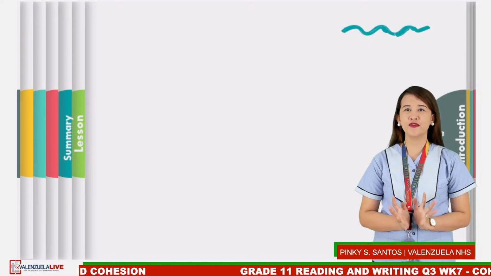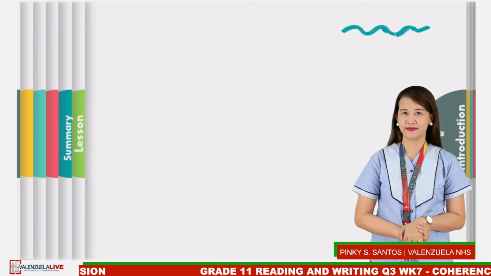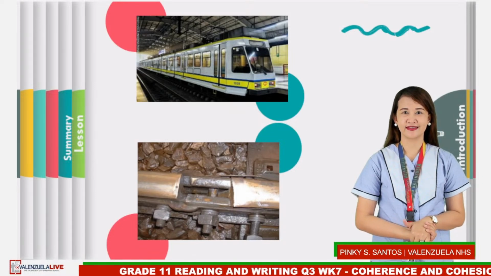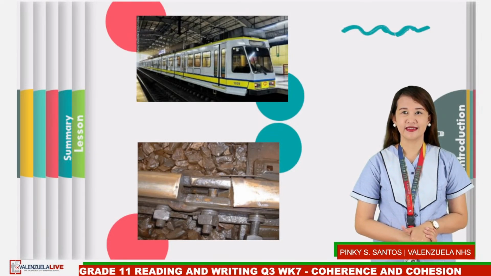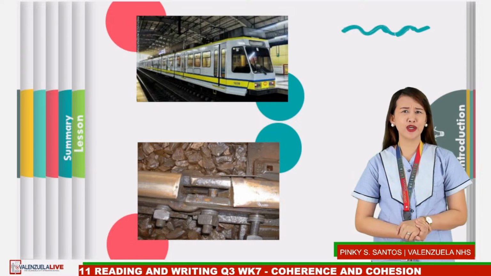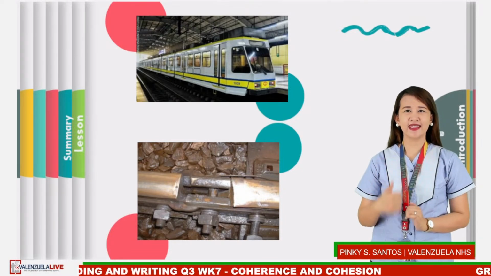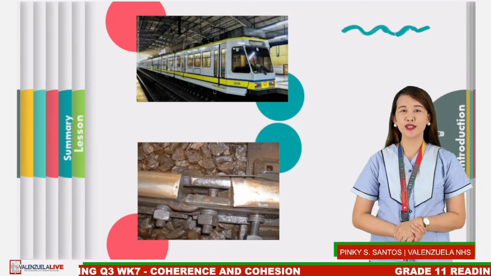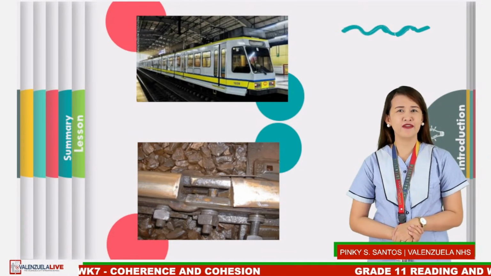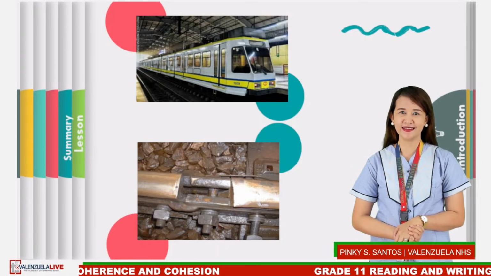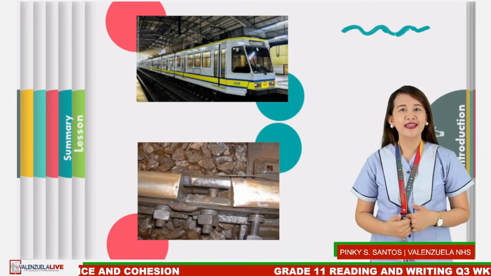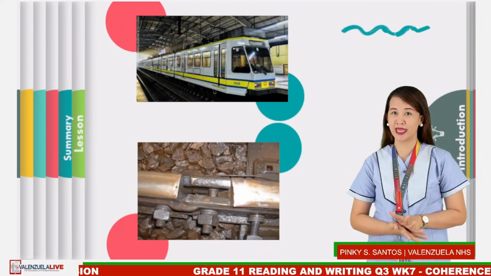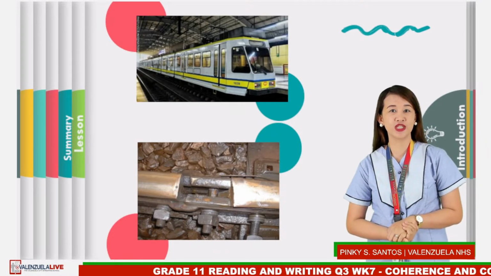Now, I want you to focus on this picture. Is it familiar to you? You're right. This is the train of the Light Rail Transit Authority, also known as LRTA. Have you experienced riding in this train? Great! Now, this train has its rail track from the first station, which is Monumento, to its last station, which is EDSA.